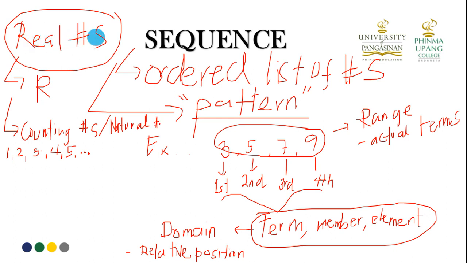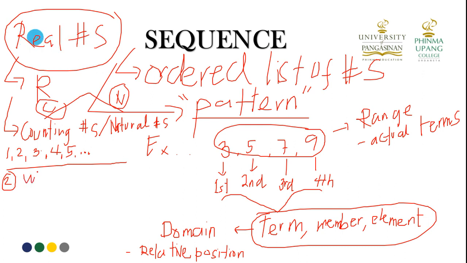Natural numbers. And counting numbers and natural numbers, when you see counting, you see natural, big letter N. The symbol for counting is C. Now next, the second type of numbers is the whole numbers. Now, can you give me an example of whole numbers?